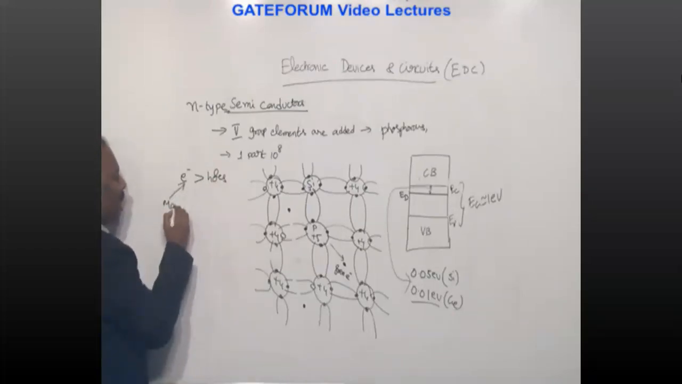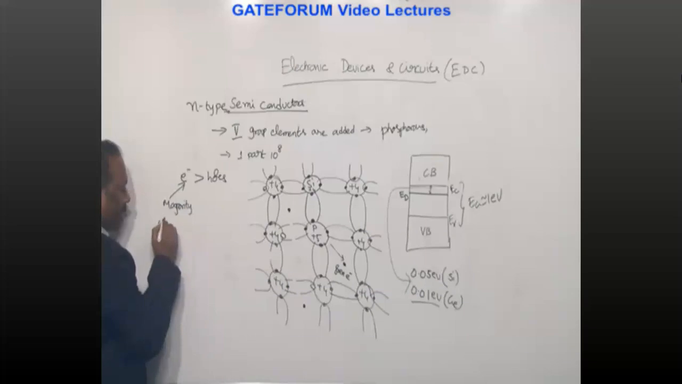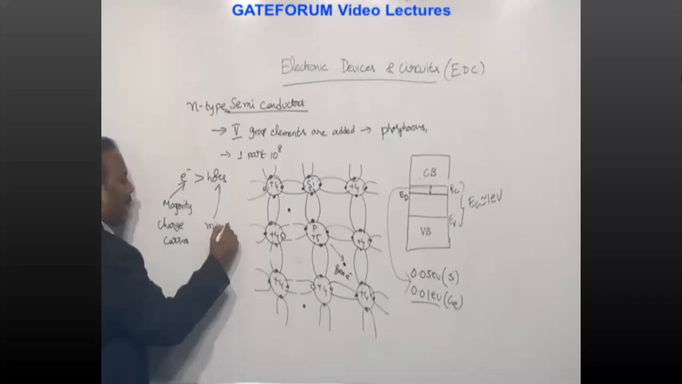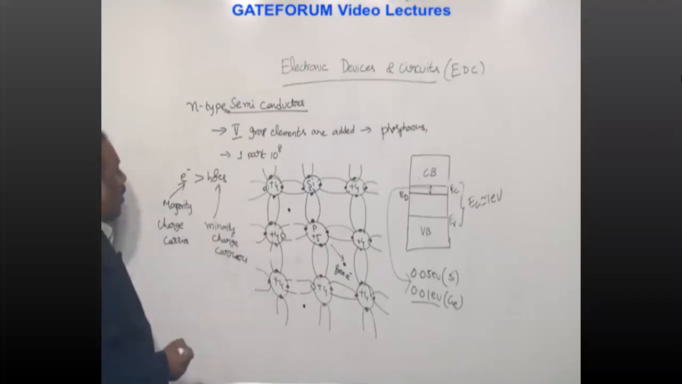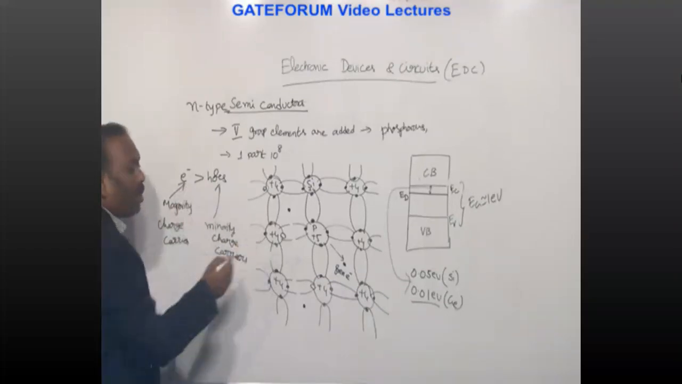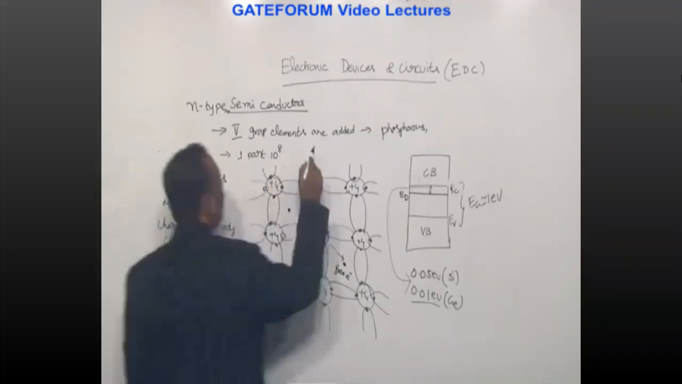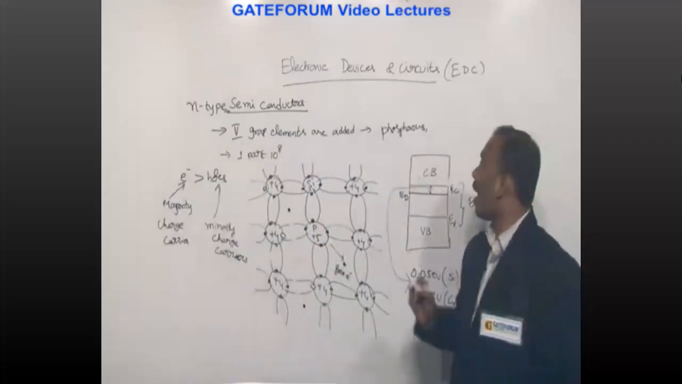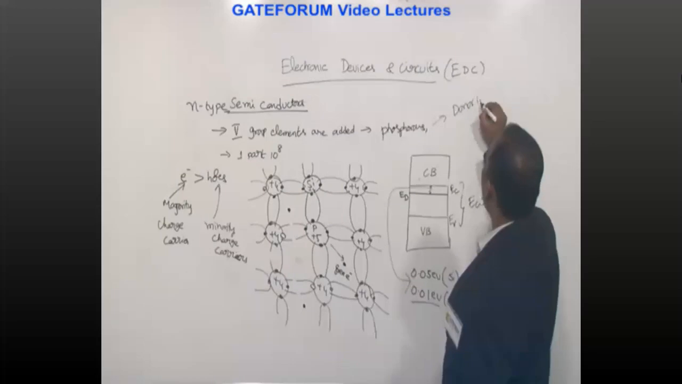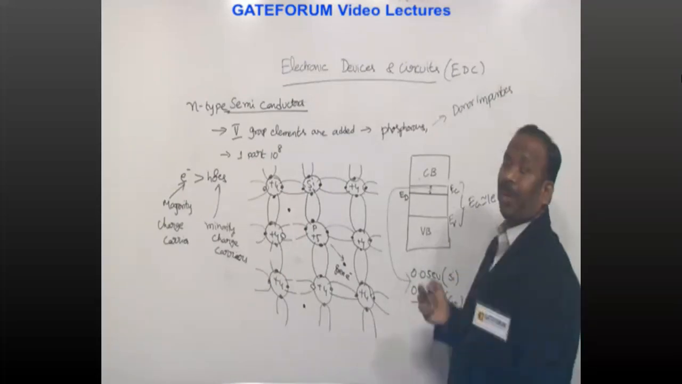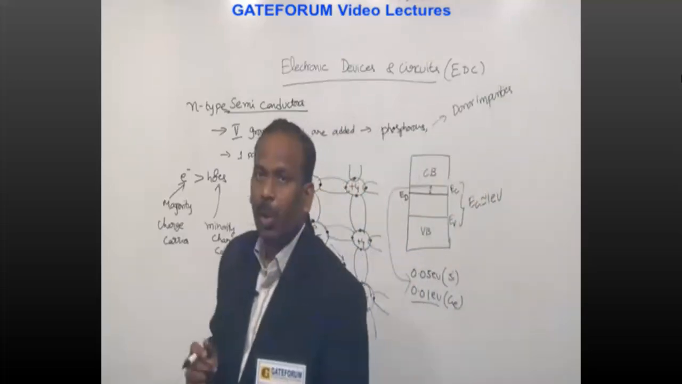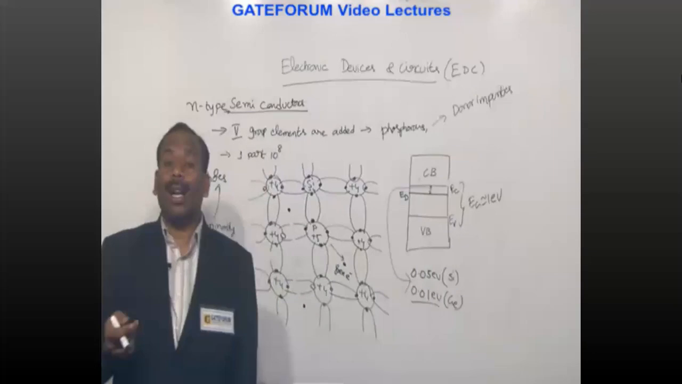Electrons are called majority charge carriers, holes are called minority charge carriers, and the number of electrons is more than the number of holes. Another point: the fifth group elements, phosphorus, arsenic, antimony, are also called donor impurities.